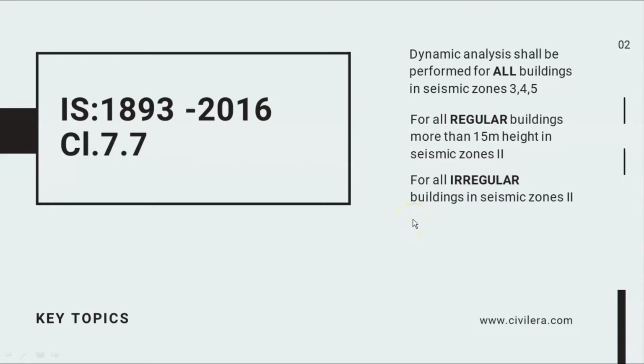So this means that only buildings which are less than 15 meter in height we can do static analysis. That too in zone 2 alone. In zone 3, 4 and 5 all buildings we have dynamic analysis.